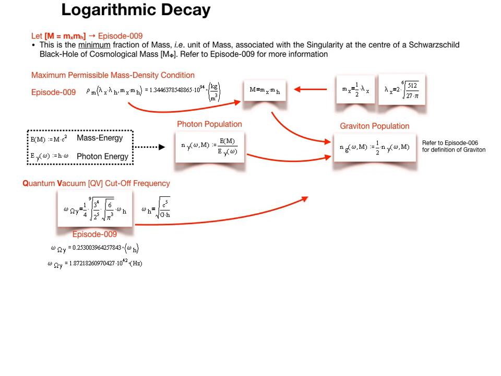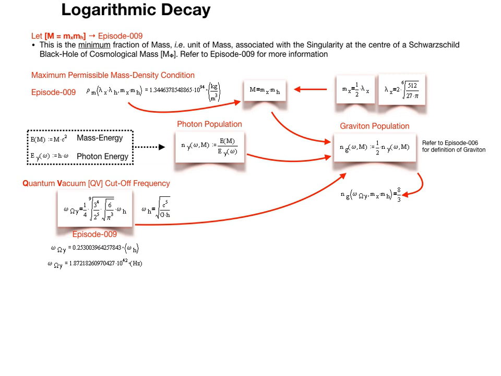Let's recall that the maximum permissible mass density condition of a Schwarzschild black hole of cosmological mass was derived in episode 9. This is theorized to represent the condition of the universe momentarily prior to the Big Bang. As a consequence of utilizing this maximum condition, even at its minimum mass fraction, the quantum vacuum cutoff frequency is constant for all quantities of mass, so long as the maximum mass density condition is preserved. Therefore, we may simply plug in the value we calculated in episode 9.